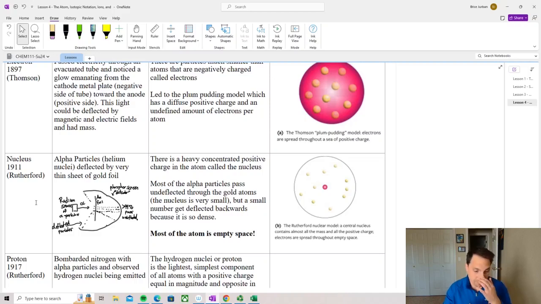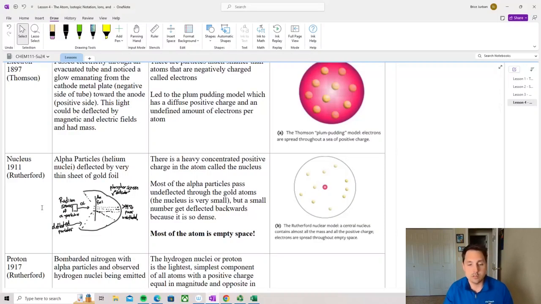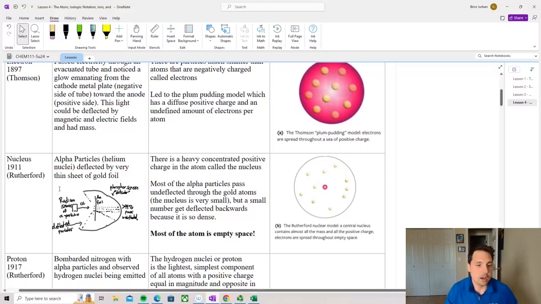Now, when Rutherford, or Ernest Rutherford, was doing his experiments in England, he had a source of radium, which was a radioactive source, and it emitted these particles that were different than the corpuscles of Thomson. They were positively charged particles that had a mass similar to helium. So they had 2 protons and 2 neutrons. At the time, we didn't know what protons and neutrons were.